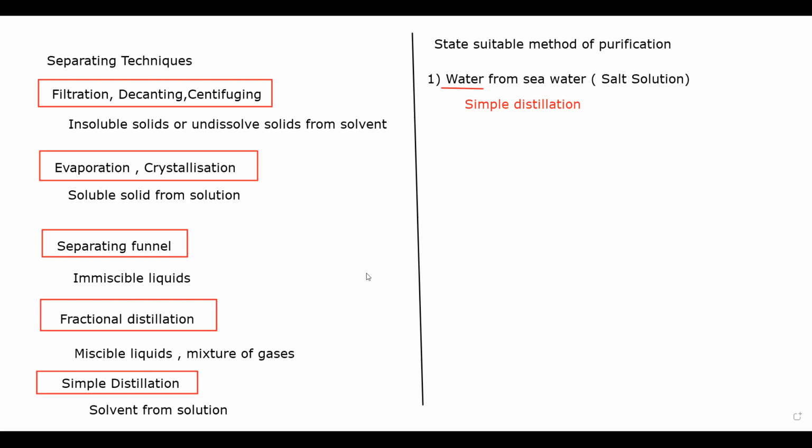A separating funnel is used for separating immiscible liquids. Immiscible liquid means liquid which does not mix with each other. So here we have a salt solution. Whenever we need a solvent from the mixture, we use simple distillation. Salt will be left in the distillation flask and we collect the water. Fractional distillation is for miscible liquids and the separating funnel is for immiscible. Miscible liquid means which can mix with each other.